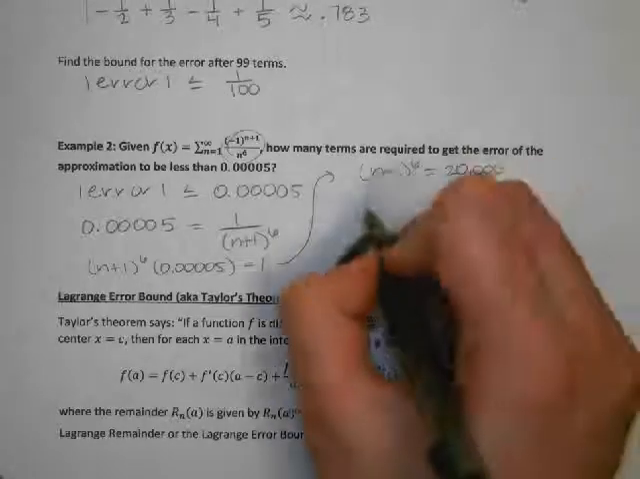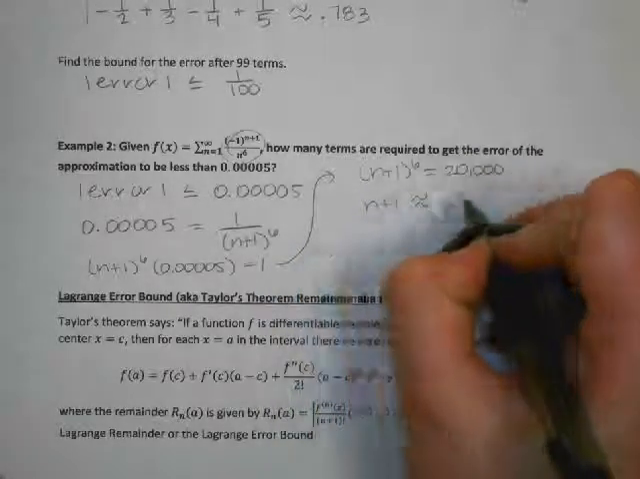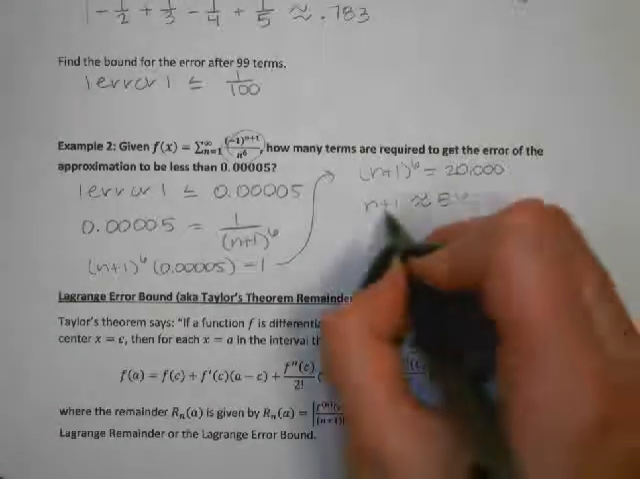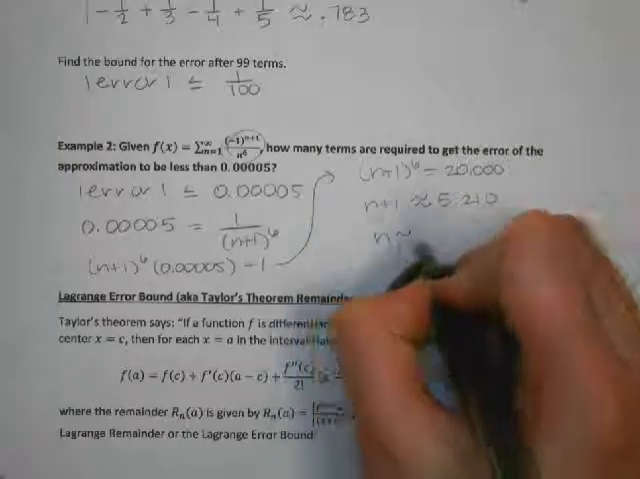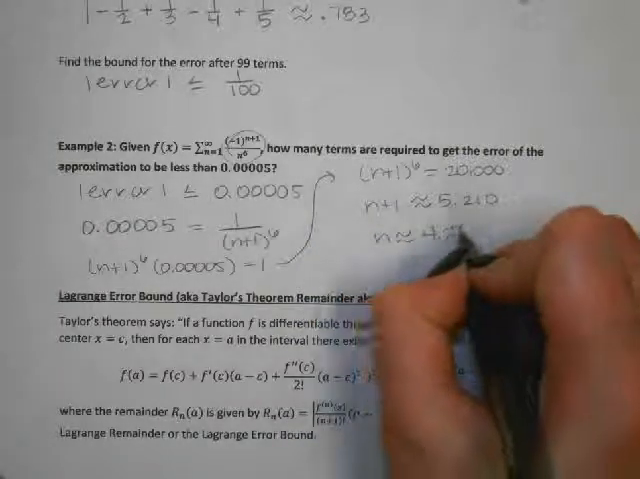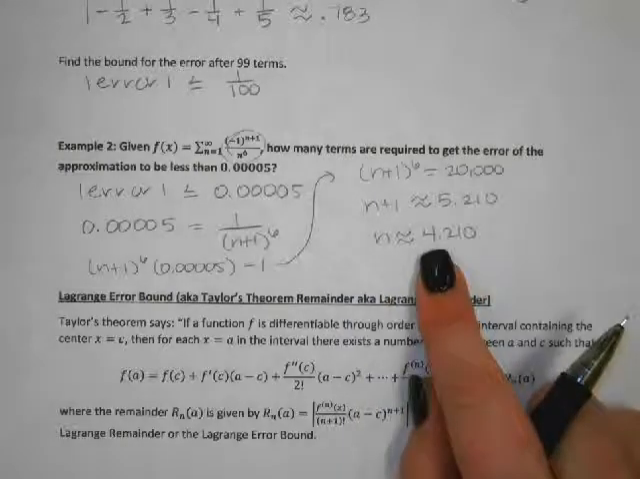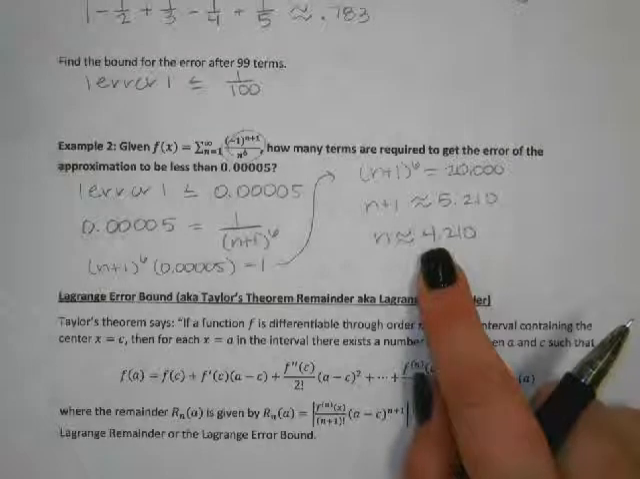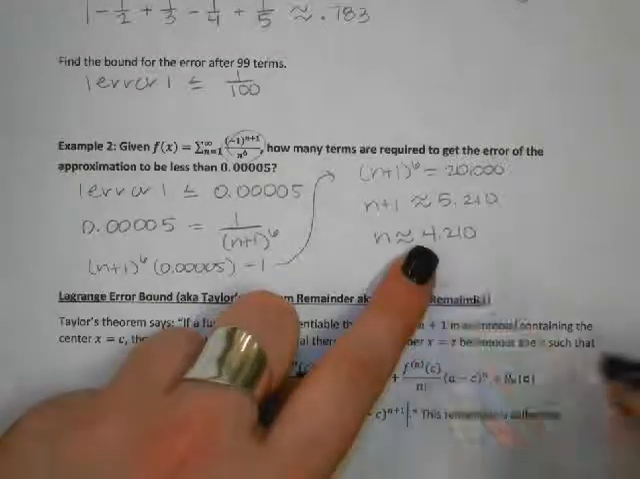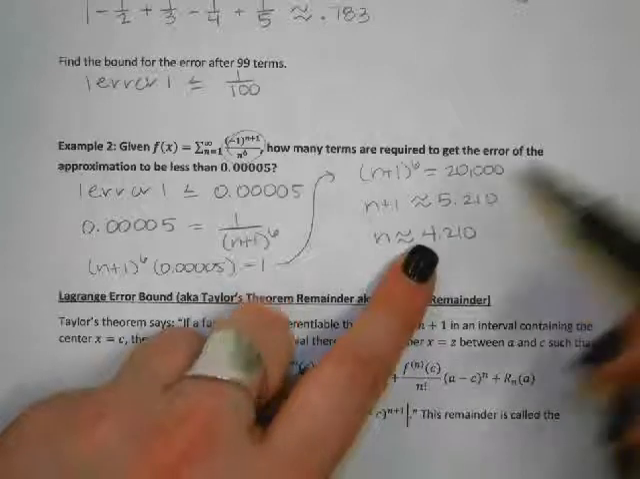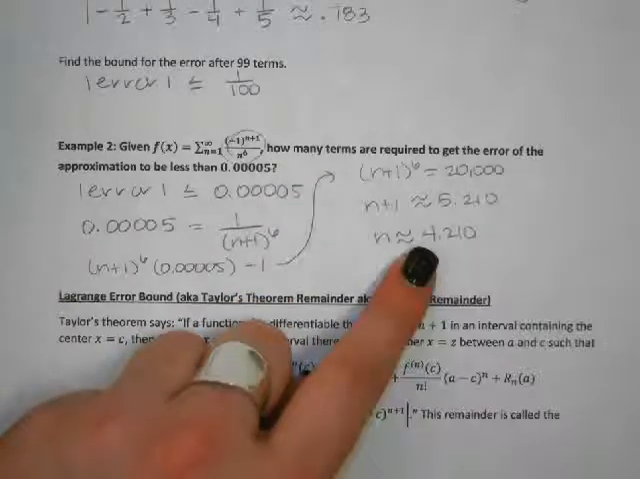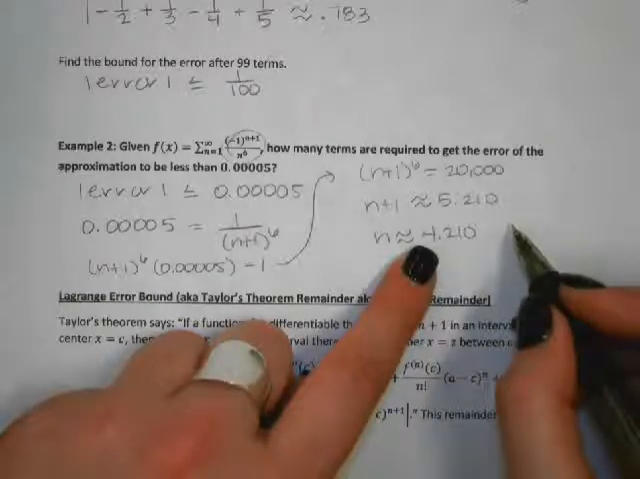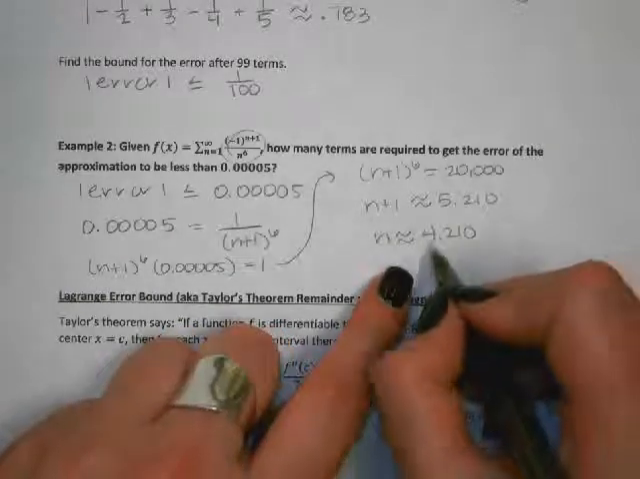And then I'll take a 6th root, and I get n plus 1 is approximately 5.210. And I can subtract the 1 over, and n is approximately 4.210. So we know that our terms have to be whole numbers. We can't have a portion of a number. If I had 4.210 exactly, then that would have been this exact amount of error. So if I want to have less than that, then I need to be more accurate. So more accurate would be rounding this up.